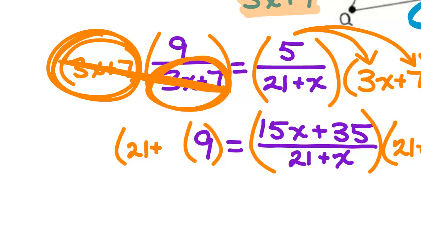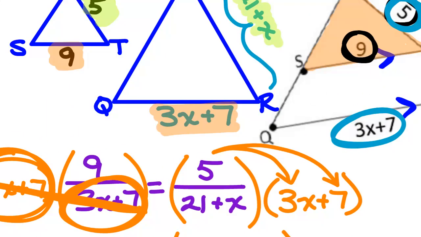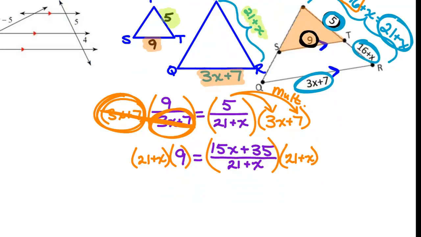Really important that you are putting parentheses around everybody when you're doing these multiplications. Otherwise, you're not going to distribute properly. By the way, when we distribute, we are multiplying. You never distribute and add. We always distribute and multiply.